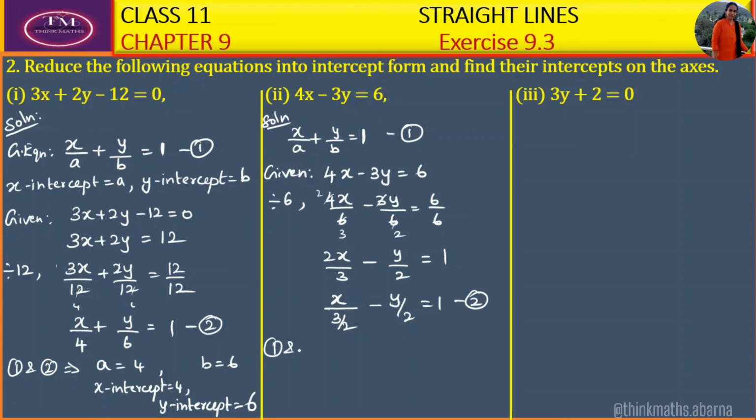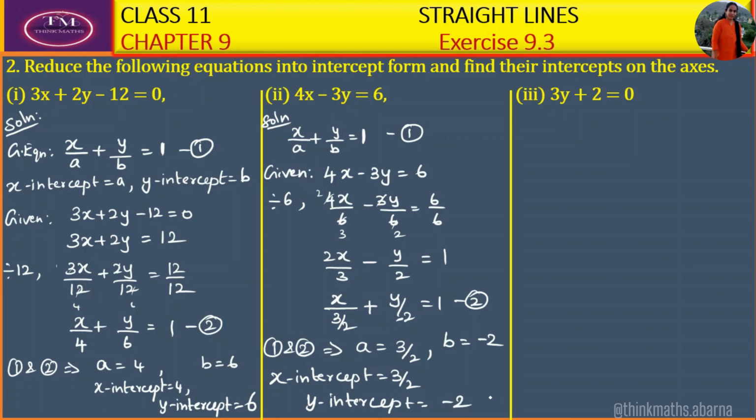So what do 1 and 2 say? 1 and 2 say a is equal to 3 by 2. Now here it is minus. So what we can do, instead of writing minus, this can be written as plus and the minus can be taken here. So this is x by a plus y by b equal to 1. So that means b is equal to minus 2. So it says x-intercept is 3 by 2, y-intercept is minus 2. Clear?